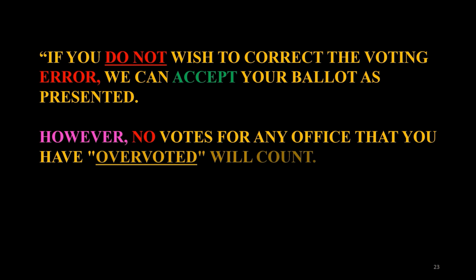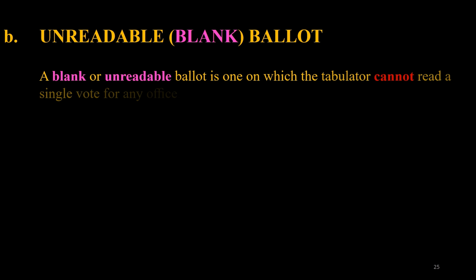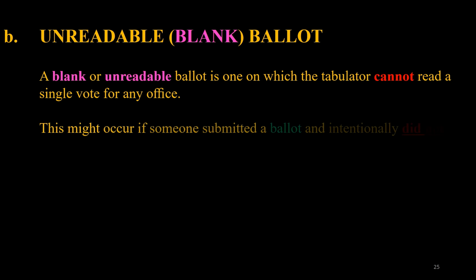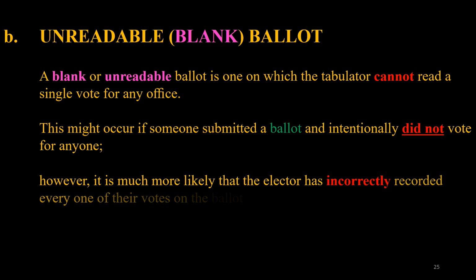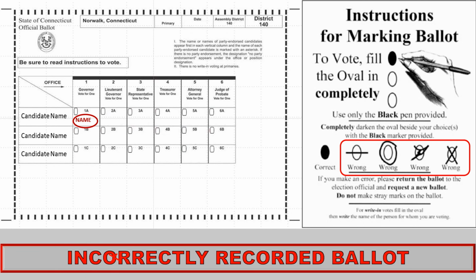Special case number 2. A blank or unreadable ballot. A blank or unreadable ballot is one on which the tabulator cannot read a single vote for any office. This might occur if someone submitted a ballot and intentionally did not vote for anyone. However, it is much more likely that the elector has incorrectly recorded every one of their votes on the ballot. For example, circled the names, or used X's or checks that the tabulator could not pick up. Or used the wrong kind of pen or pencil.